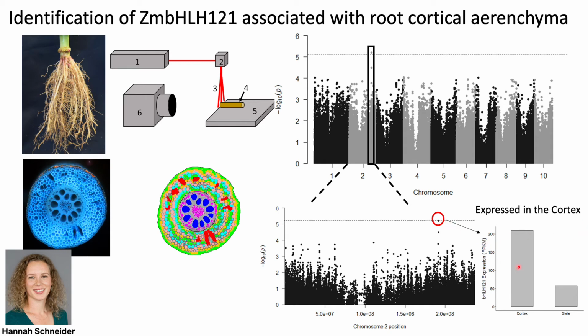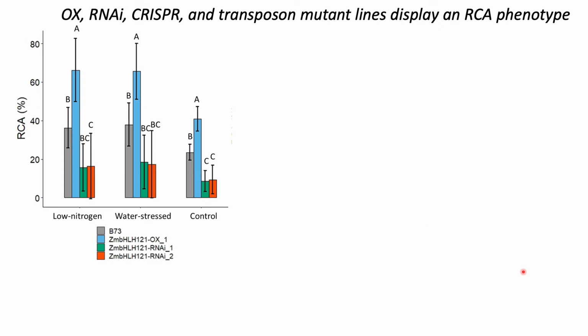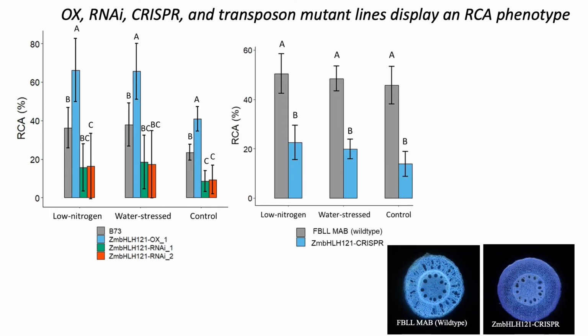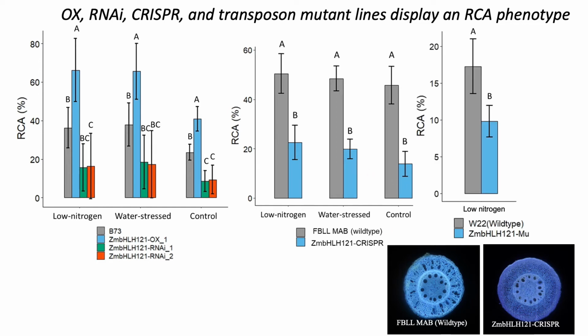This gene is expressed in the root cortex. An overexpression line increased root cortical aerenchyma formation under low nitrogen, drought, and control conditions, here in blue, while 2 RNAi lines had less RCA formation, here in green and red. A CRISPR line had less RCA formation under all 3 conditions, shown here in blue. A Mu insertion line had less RCA formation under low nitrogen, shown in blue.